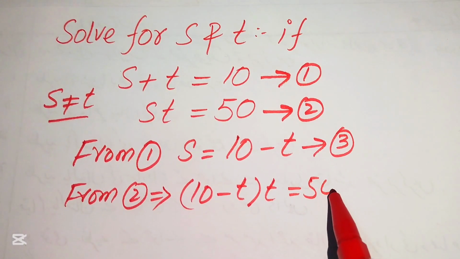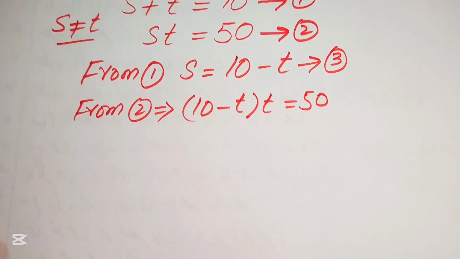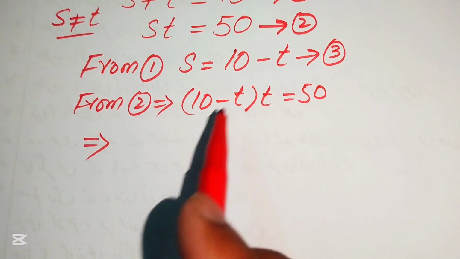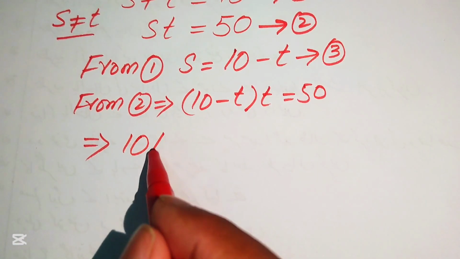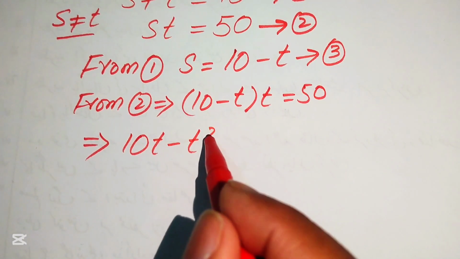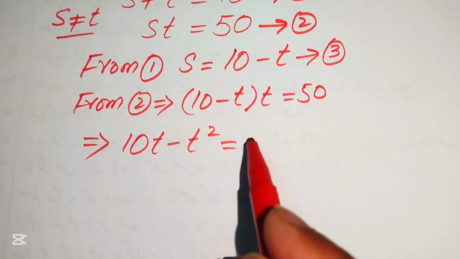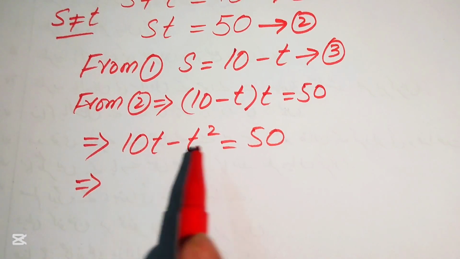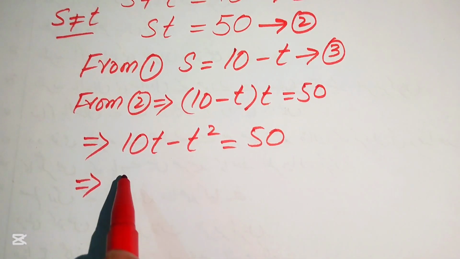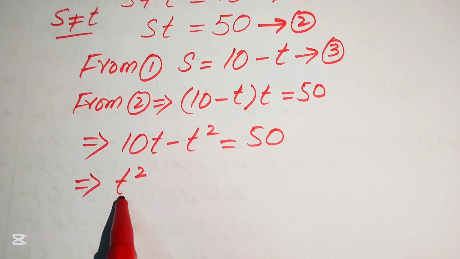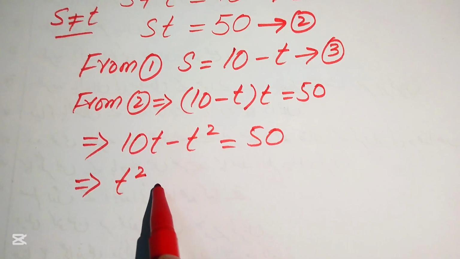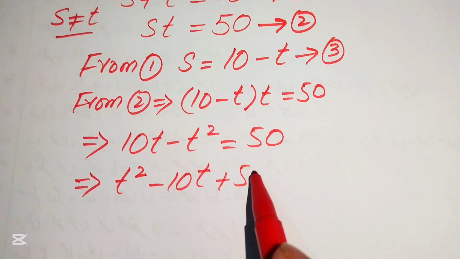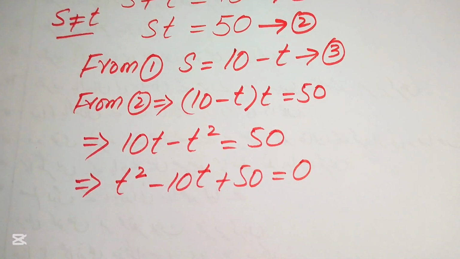equals 50. In the next step we need more simplification, and we will multiply this t on both of these terms. It will be written as 10t minus t square, and it equals 50. So here we move these terms to the right hand side. This is minus t square; when we move it to the right hand side, it becomes plus t square. This is plus 10t, which becomes minus 10t, and this is plus 50 equals 0.